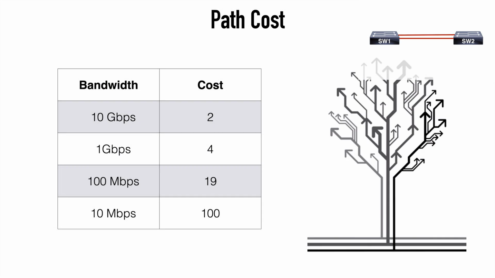Just to round out the path cost here, this is a chart for the default path cost values for our different bandwidth links. We see that 10 gig links are going to have a cost of 2, 1 gig links have a cost of 4, 100 meg links have a cost of 19, and 10 meg links have a cost of 100. So the traffic path to the root bridge, if we have multiple paths, the switch is going to add up the cost for all of those links, and the lowest cost is going to be designated as the root port. That's a concept that you should probably already be familiar with from CCNA or CCNP studies.